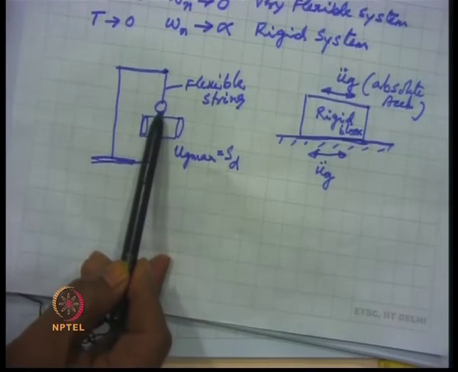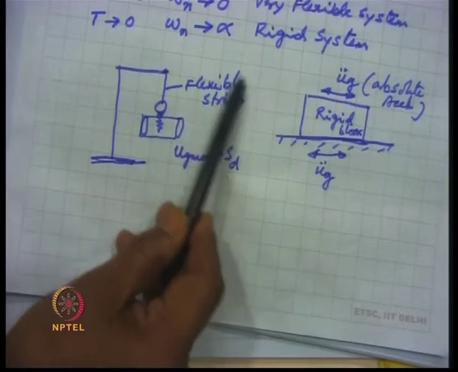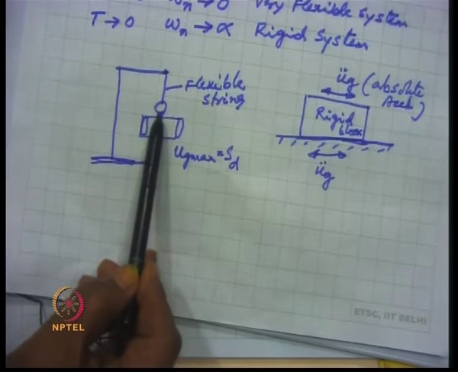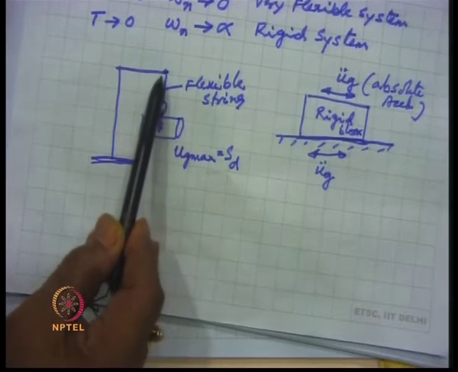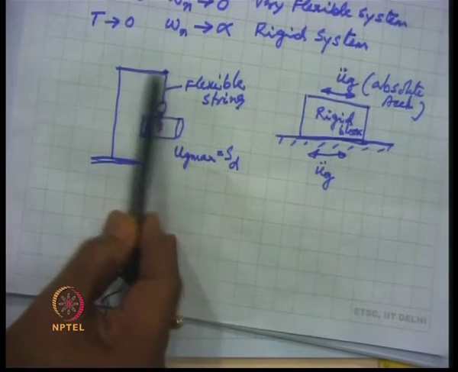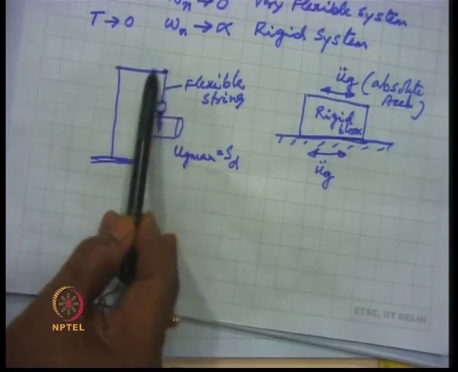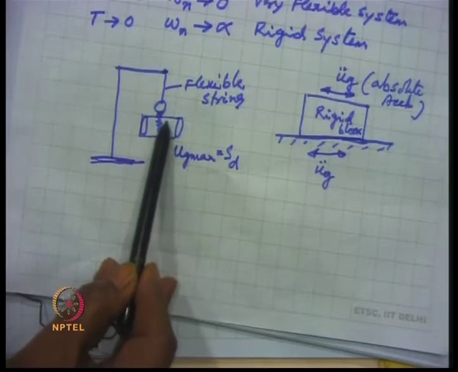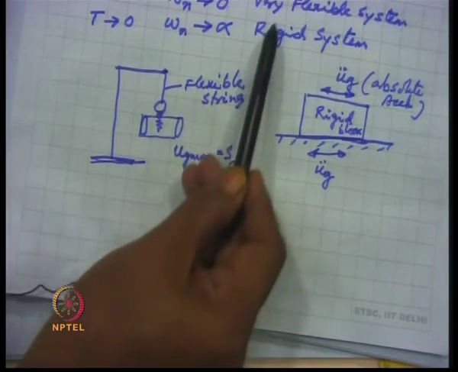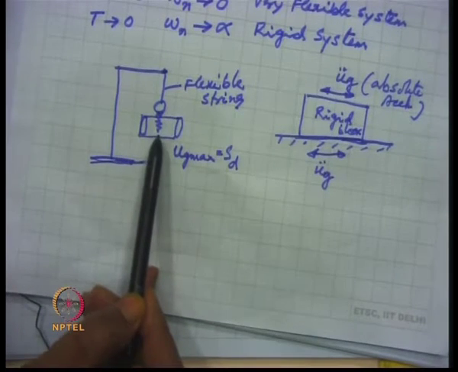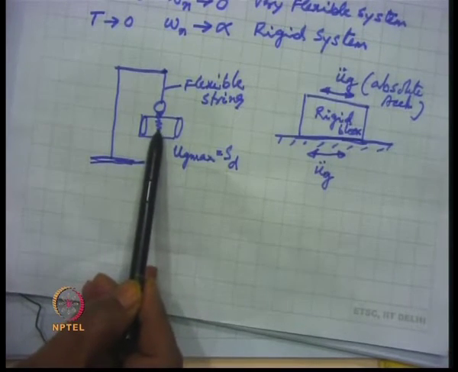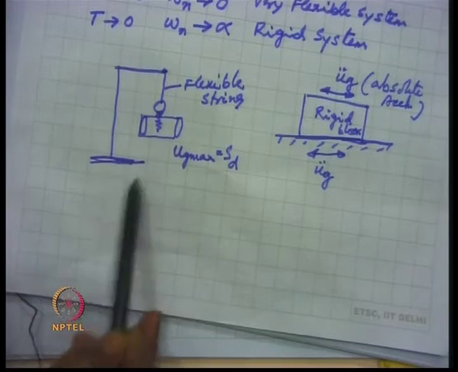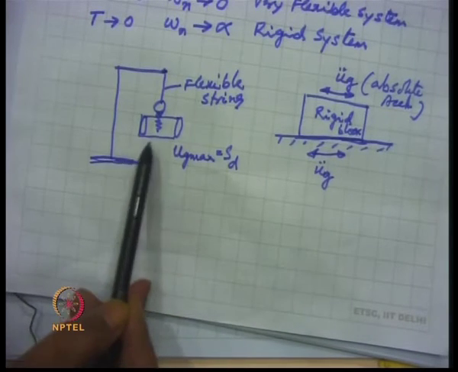It was possible because the flexible string cannot pass on the vibration from this point to this point. As a result of this, the bob remained stationary, whereas this entire bracket started moving like this. So, we can see that, and that plot, the relative displacement plot, came over here. Therefore, for a very flexible system, the relative displacement of the system becomes equal to the ground displacement itself, because the plot which you got is the plot of the ground displacement on the chart paper.